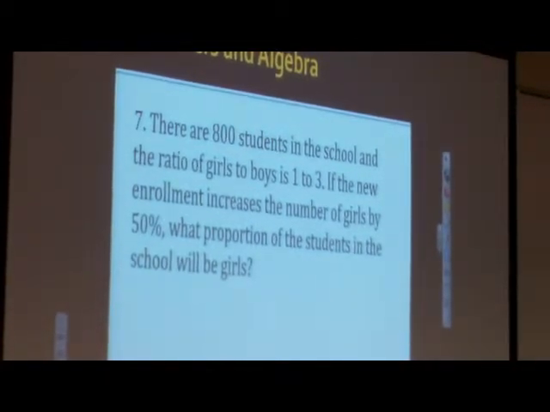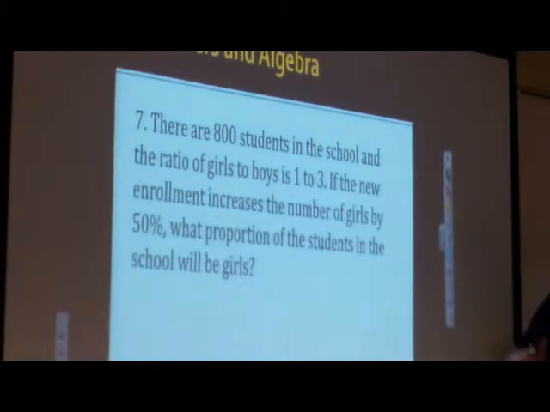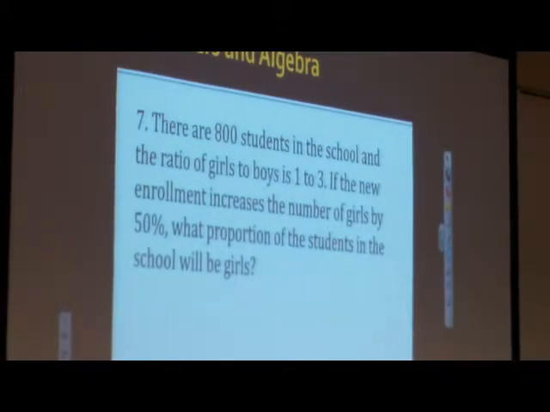There are 800 students in the school. The ratio of boys to girls is 1 to 3. If the enrollment of girls increases by 50%, now what proportion is going to occur? Assuming the boys aren't changing, I guess, right? Number of boys in the school. So you're doing some calculations here with this. I didn't actually put an ABCD here. There's no need to use algebra here, but just thinking about what percents mean and ratios, and you're using some of those ideas.